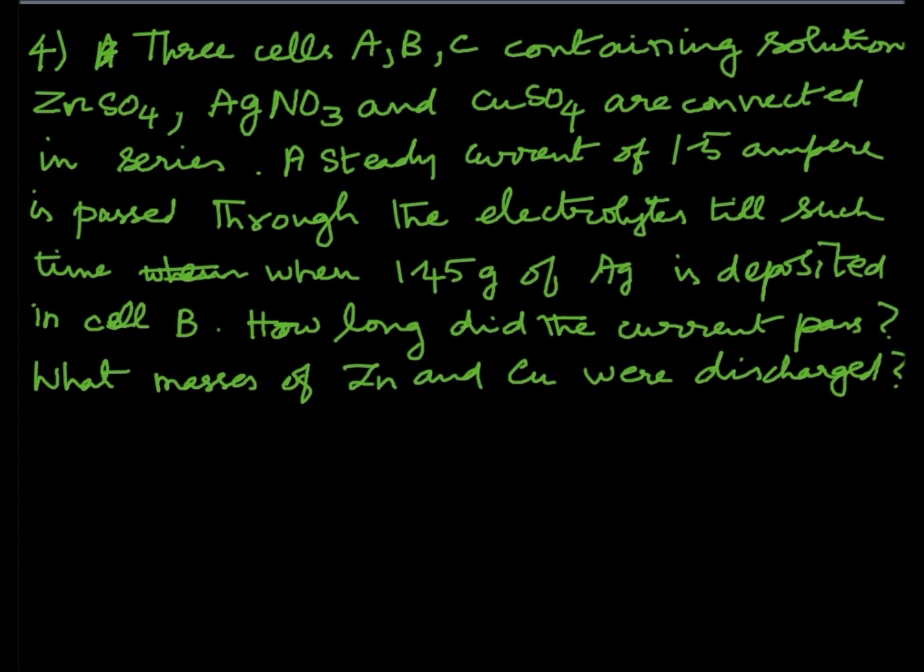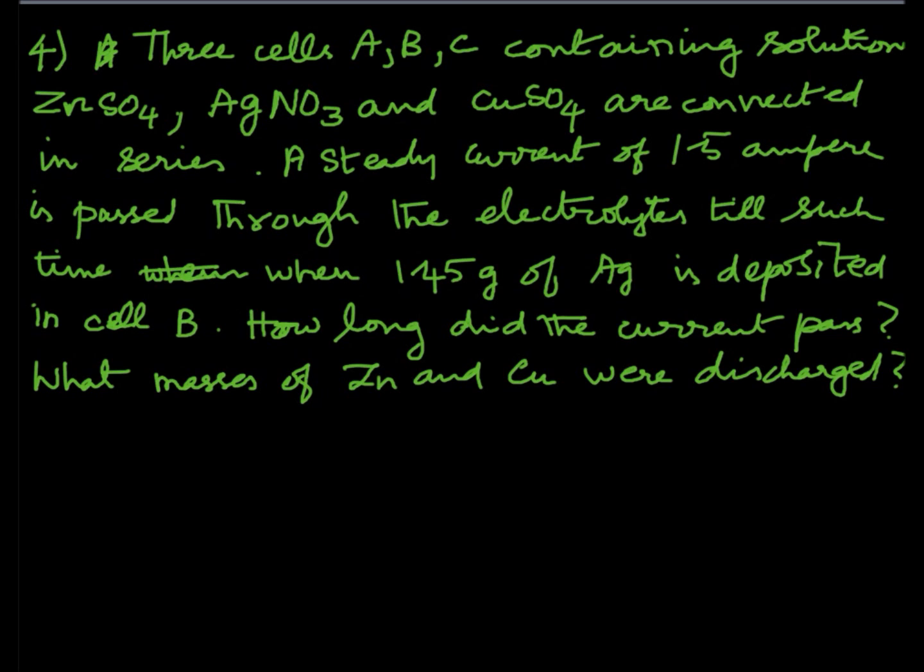You are given 3 cells A, B, C containing solutions of zinc sulfate, silver nitrate and copper sulfate connected in series, and a current of 1.5 ampere is passed through these electrolytes, but for how long it's not given. But you are told that the current is passed for such a duration till 1.45 gram of silver is deposited in cell B, and you are asked to find out the duration for which the current is passed and what masses of zinc and copper are discharged. The problem looks long, but it's not difficult.